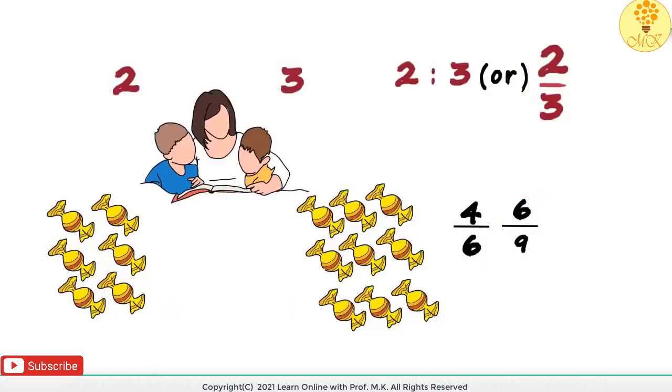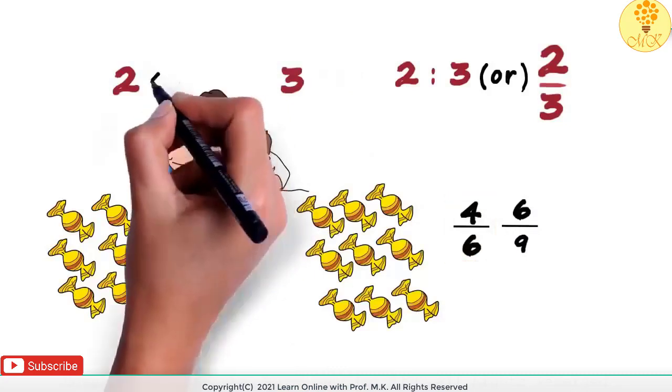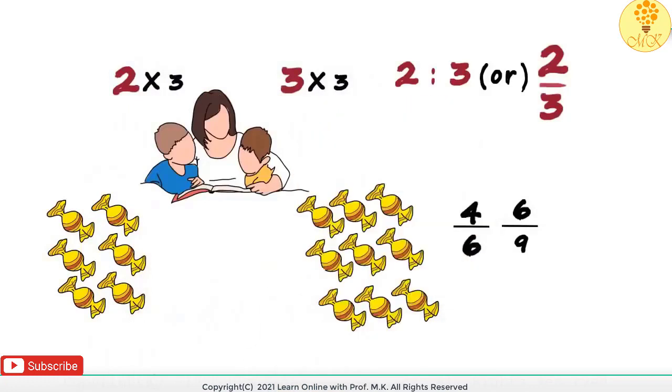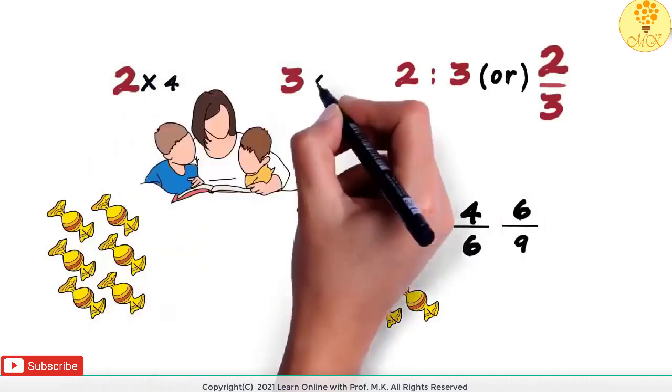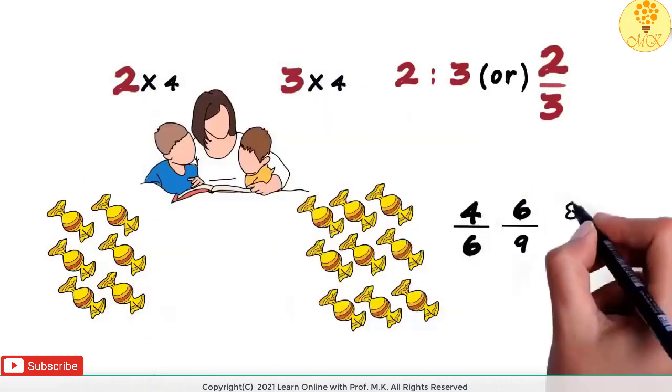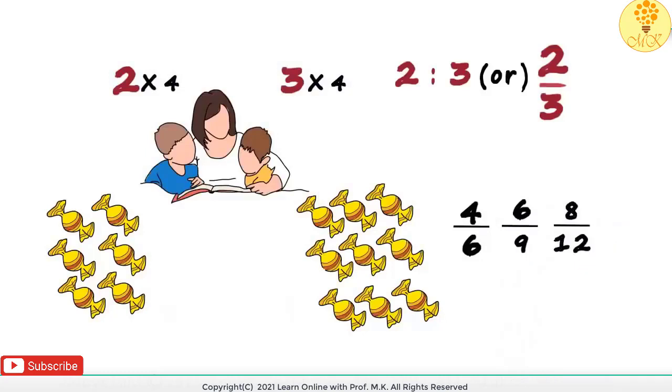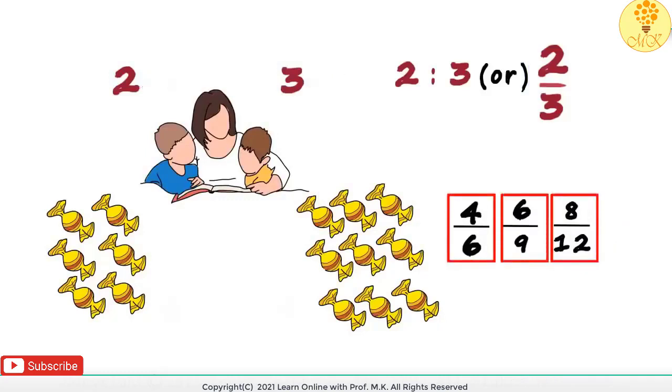What does this mean? If we multiply 2 with 2 and 3 also with 2, we get 4/6. If we multiply 2 with 3 and 3 with 3, we will get 6/9. And similarly, if you multiply 2 with 4 and 3 with 4, we will get 8/12, which is again equivalent to 2/3. So all the 3 ratios are equal to 2/3.